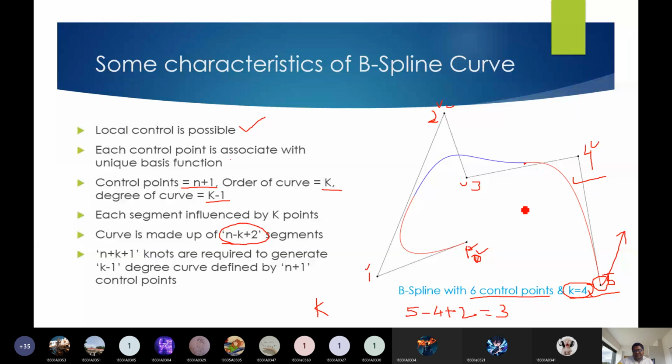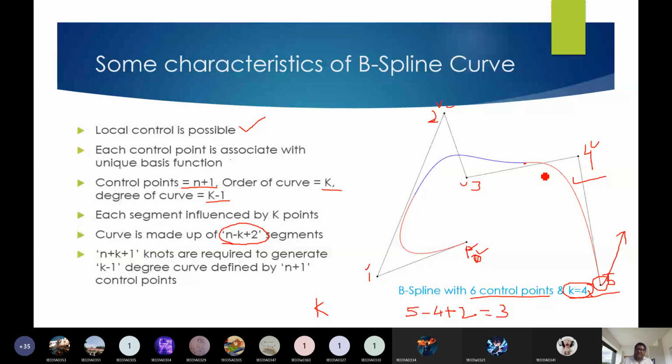And another thing is the present B-spline curve is passing through the first point as well as the last point. When it is happening like that, you call it a non-uniform B-spline. Why? Because each and every control point does not have the similar kind of influence on the overall shape of the curve. Okay, so that is the reason it comes under non-uniform B-spline.